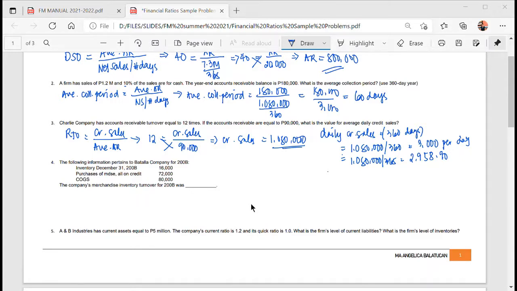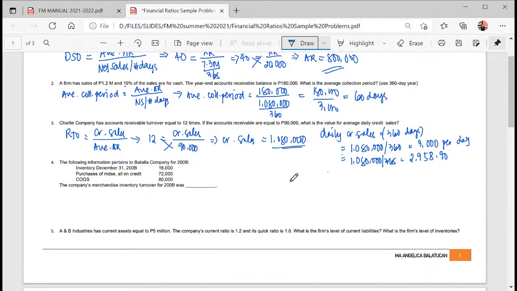So it's either one of them that they will use. They don't always give choices of whether to use 365 or 360. But if it's an open-ended question, you can use either 360 or 365 if the problem is silent or does not provide. Usually, based on my observation, if it's a foreign book, they usually use 365 in the computation, but it's not the general rule.